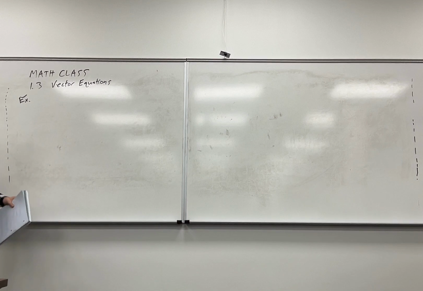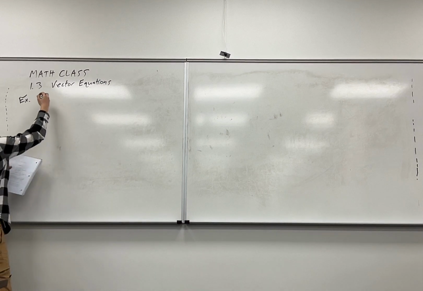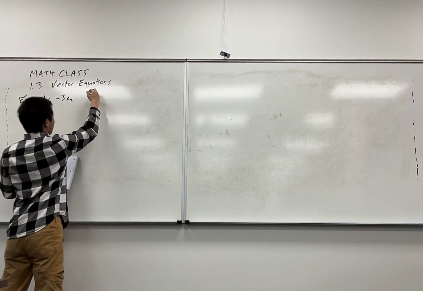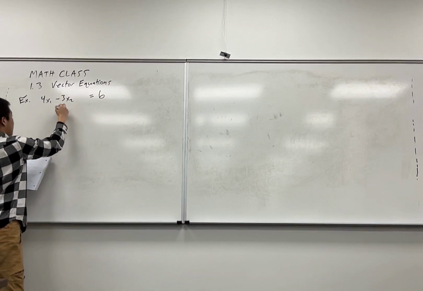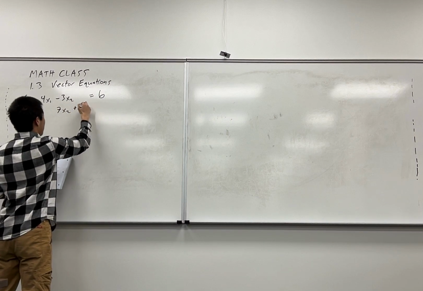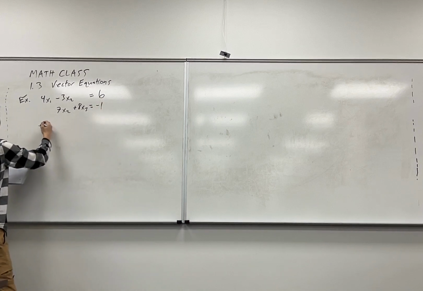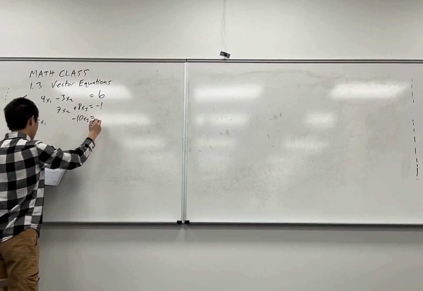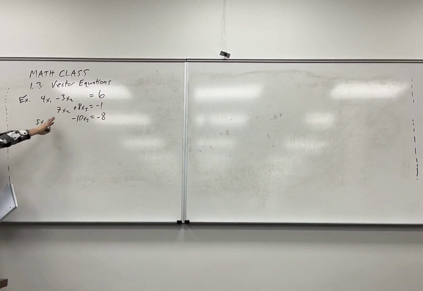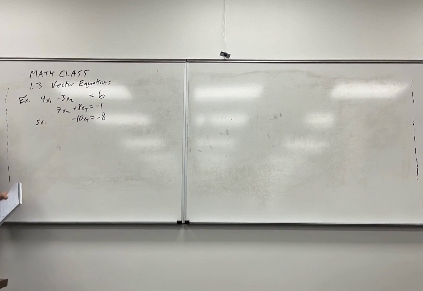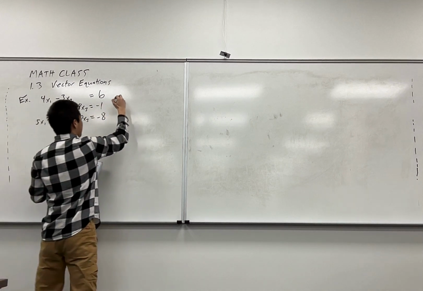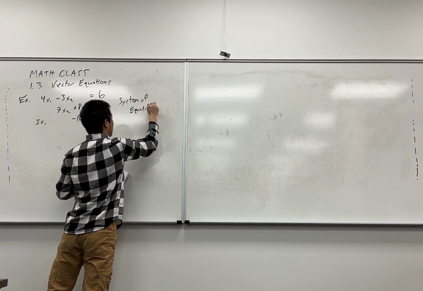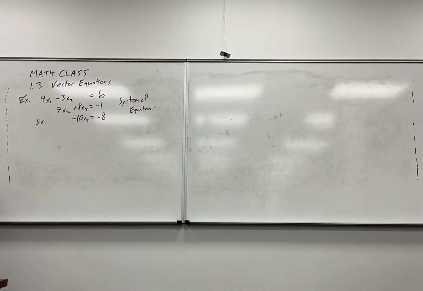So suppose we have an actual system of equations with numbers in it, okay? 4x1 minus 3x2 equals 6. 7x2 plus 8x3 is equal to minus 1. 5x1 minus 10x3 is equal to minus 8. So what do we call this? If it's presented to you like this, what do we say? System of equations, yes, okay. So this is our system of equations. Let's explore all of the perspectives we can take on this.